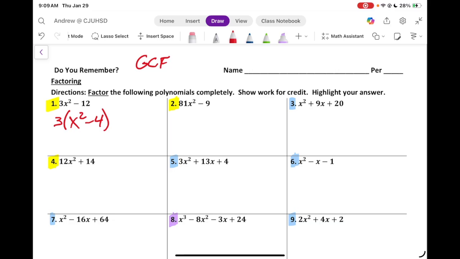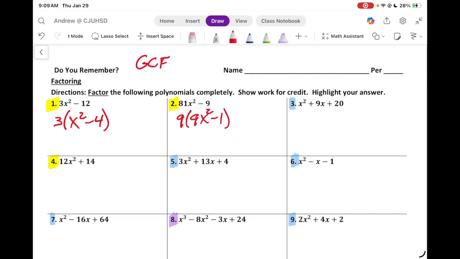Now we'll come back to that in a second, but let's do it again for number 2. 81 and 9, greatest common factor, 9. So 9 times 9x minus 1. Oops, 9x squared minus 1. We'll come back to that.